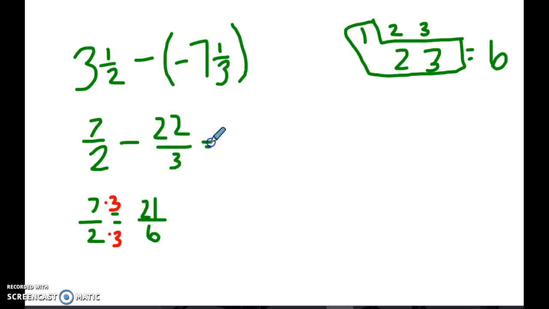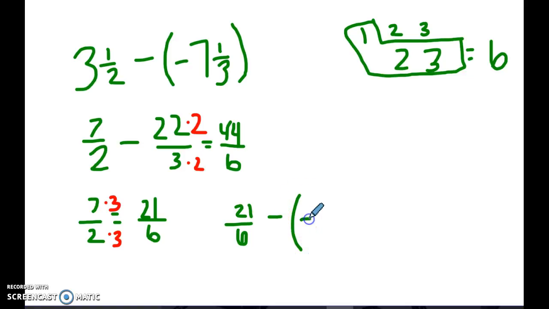If I need my denominator to be 6, what do I have to multiply times 3 to get 6? Well, I have to do 3 times 2. To get an equivalent fraction, I have to multiply the numerator by the same factor. 22 times 2 is 44. So now this is my problem. Now my problem is 21/6 minus -44/6.